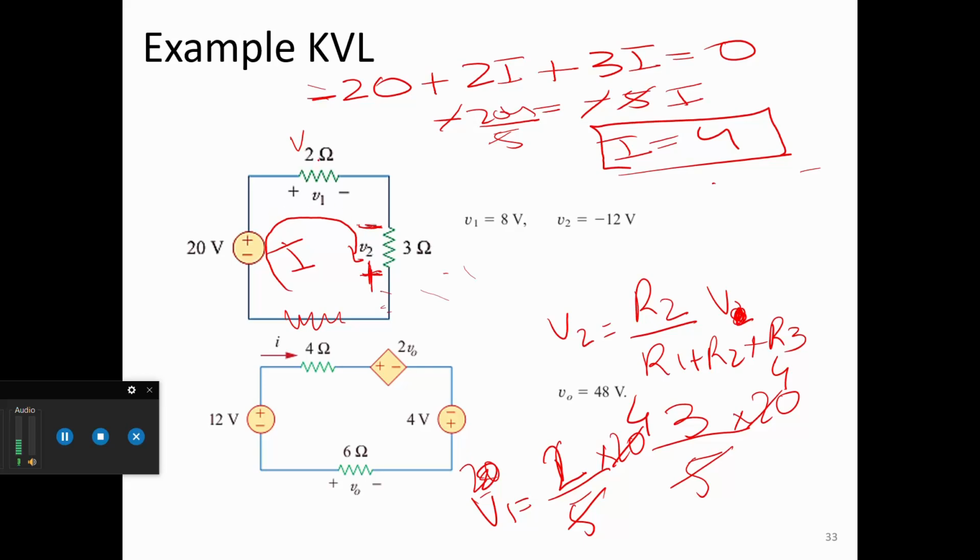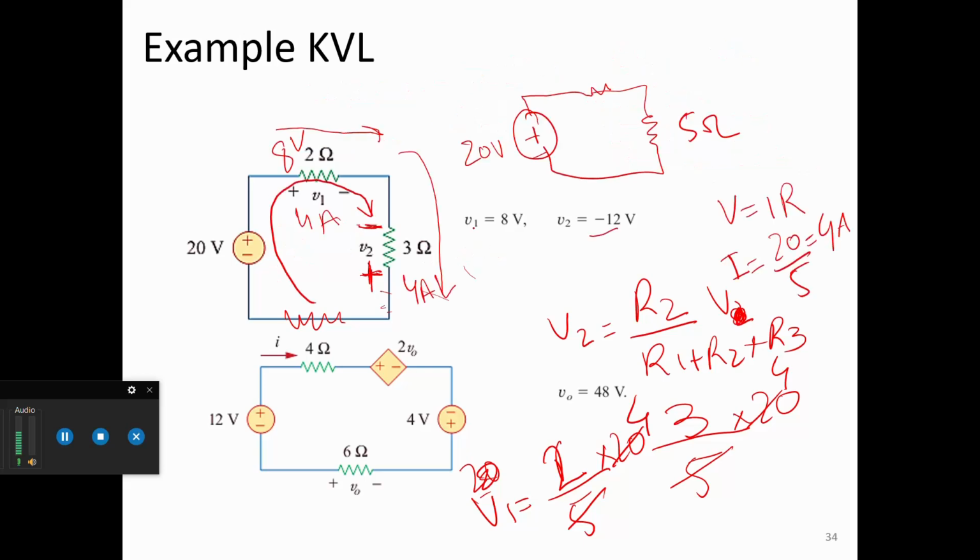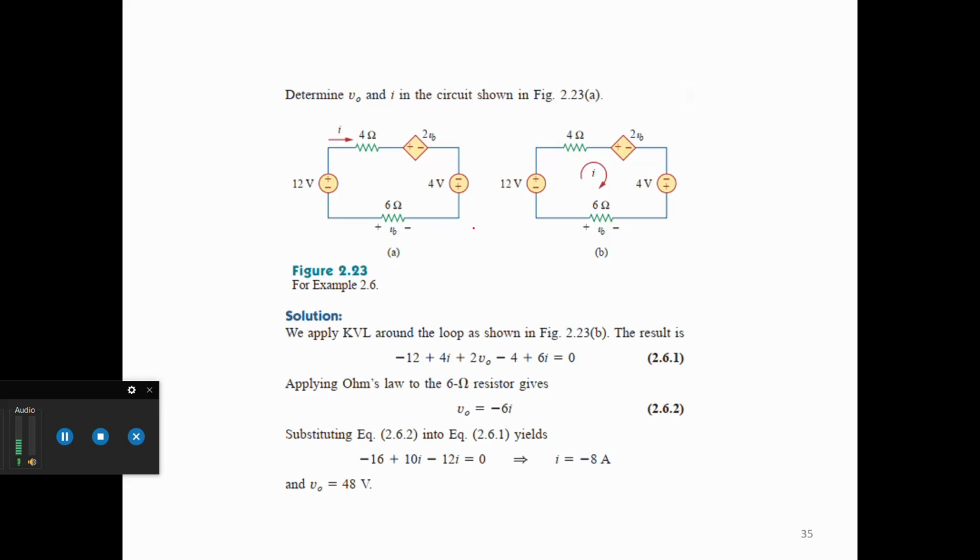And when you have this I is equal to 4, you can find the value of this resistor V1 is IR. I was 4 into 2, 8, and you can come from here. This is the negative polarity, this is the reference negative polarity, so this becomes minus 12. So there are different ways of solving these formulas.